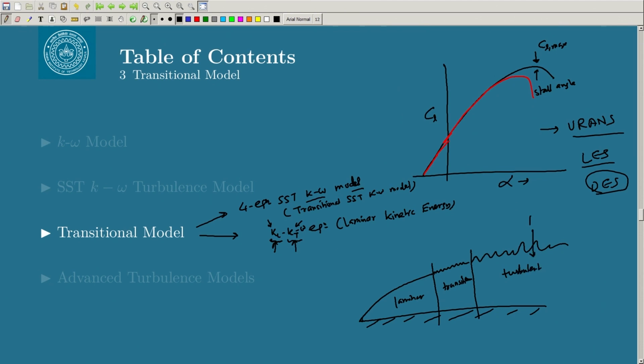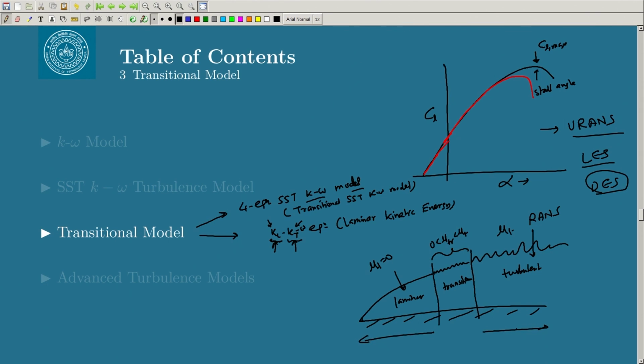Most of the fully turbulent flow models work here. In the laminar region you do not require eddy viscosity, so mu t equals 0. In between you have a value, let us call it mu transitional, which is basically in between 0 and mu t, right. So, can we have a model which predicts all the regions?